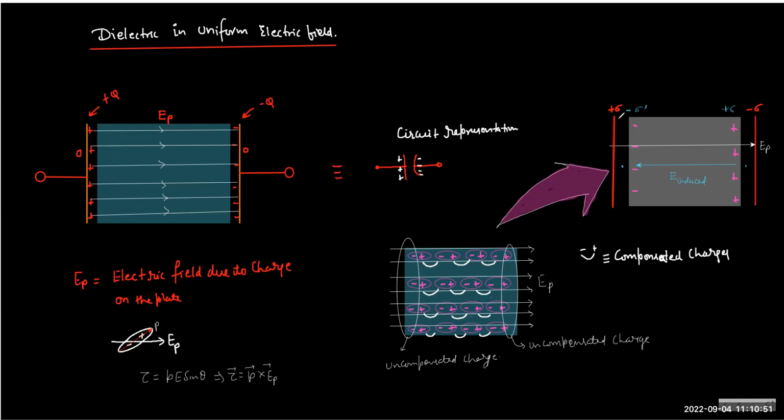So actually we have two layers of charge. When we keep a dielectric between the plates of a capacitor, the charge density on the plate will be more than the charge density on the dielectric surface. So the induced will be less than the applied. So there is a net value left. And how to find the net value? Using the principle of superposition.